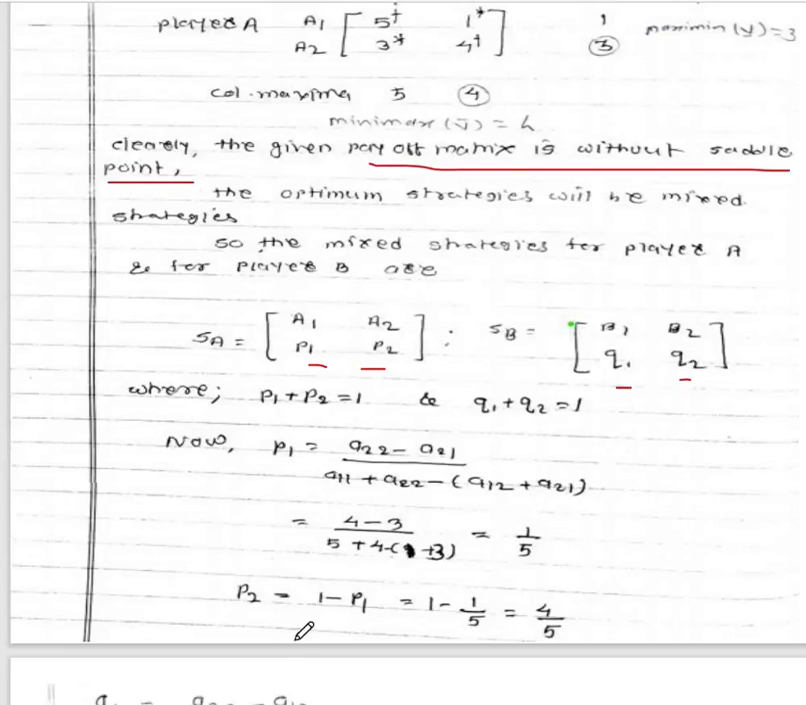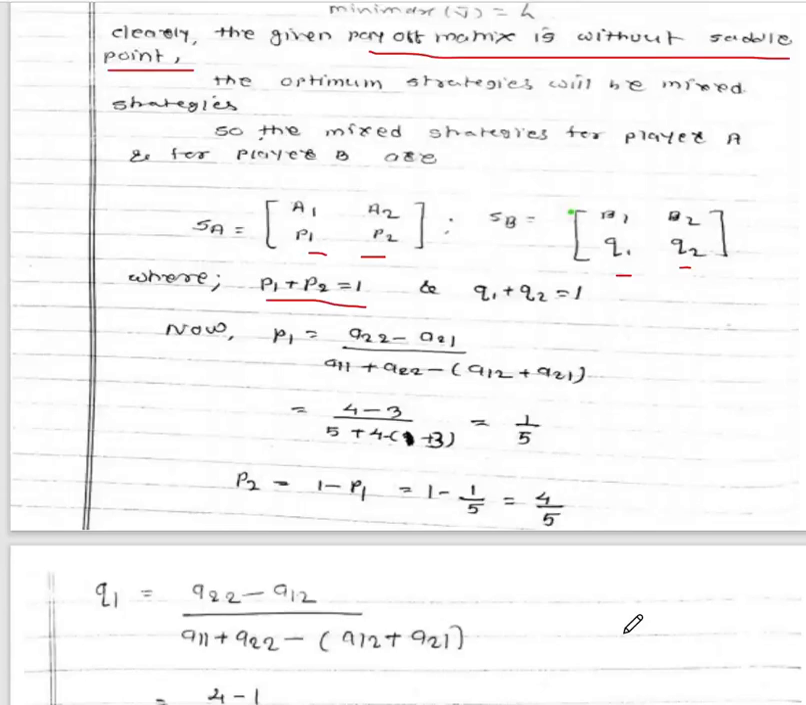Then by using the condition P1 plus P2 equal to 1, P2 can be obtained as 1 minus P1, that is 1 minus 1 by 5, that is 4 upon 5. So here P1 is 1 by 5 and P2 is 4 by 5. Remember that the values of P1 and P2 must satisfy this condition: the sum P1 plus P2 must be equal to 1. Then we will find out Q1.